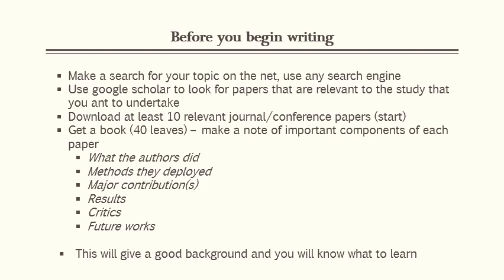You use Google Scholar to look for papers, journal papers and conference papers that are relevant to the study that you want to undertake. Then you download from Google Scholar. When you see papers related to your work, you download them, at least for a start. It should even be more than this: at least 10 relevant journal papers for your level. For my level, I could download 25 or 30 at a go. So you download at least 10 relevant journal or conference papers.